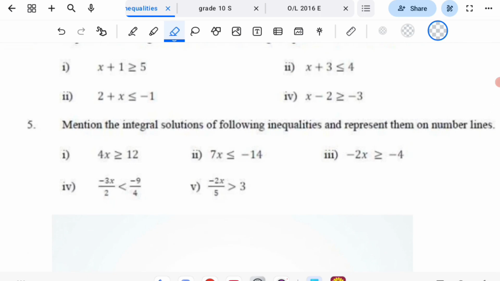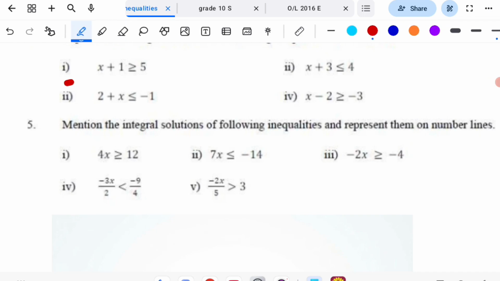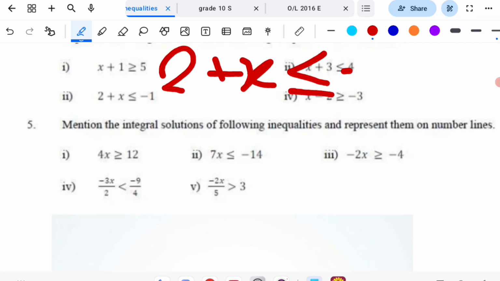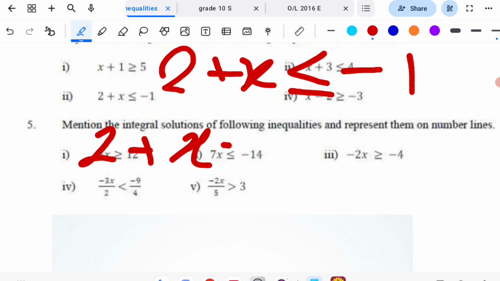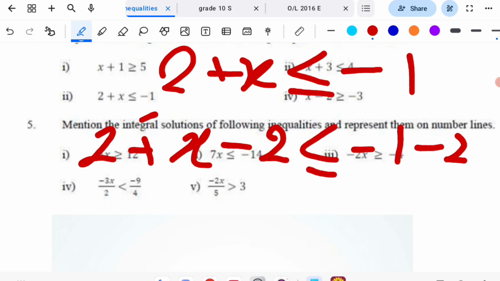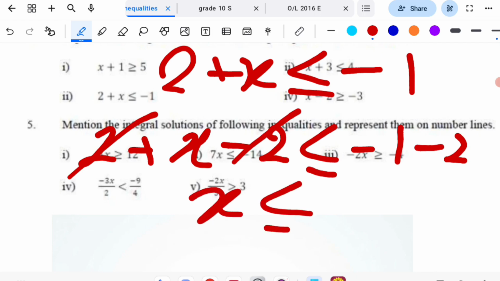Then this one should be part 3, not part 2. Part 3, 2 plus x less than or equal to minus 1. This 2 is a plus value. Therefore, we have to put minus 2 to both sides. Minus 1 minus 2, then we get x less than or equal to minus 3.